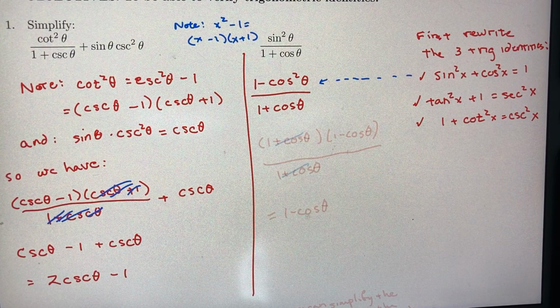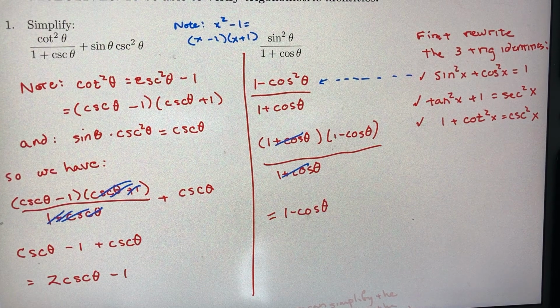Next one, sine squared is 1 minus cosine squared. So we're doing the same idea. Sine squared is 1 minus cosine squared, and 1 minus cosine squared factors. And then we cancel off, and we're left with a single copy.